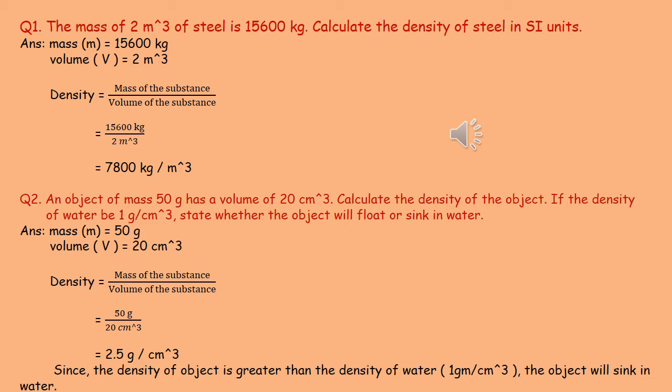Since the density of the object is greater than the density of water, which is equal to 1 gram per centimeter cube, we are comparing the densities and we are deciding that the object will sink in water because the density of the object is more than density of the fluid.